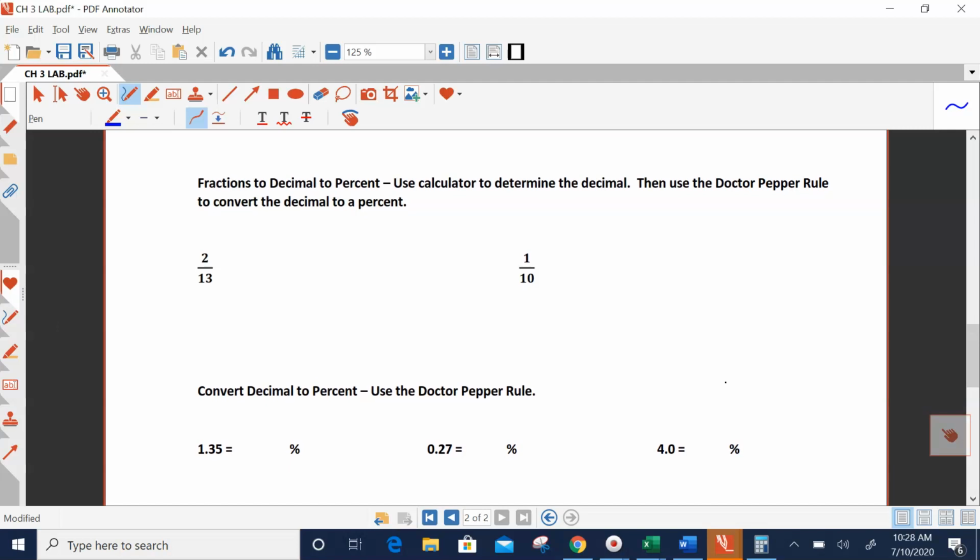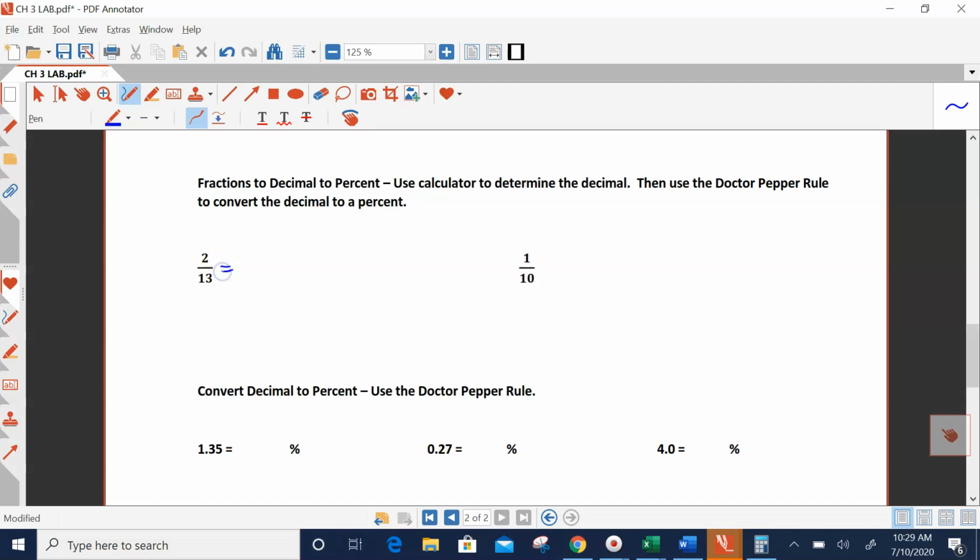We've got a fraction, and we would like to take that fraction and write it as a percentage. What am I going to do first? Well, first I need to take that fraction and convert it to a decimal. Then I'm going to use the Dr. Pepper rule to convert that decimal to a percent.